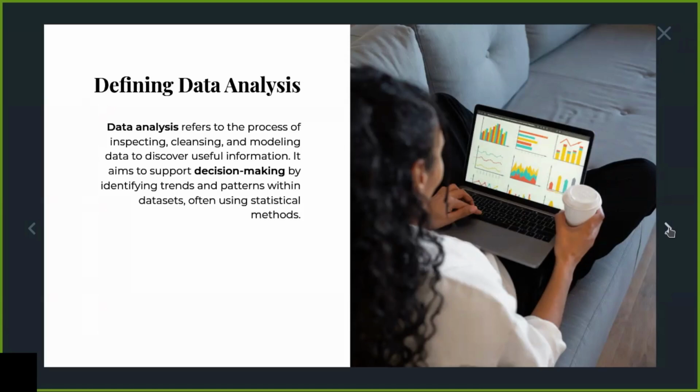Imagine you're a detective, but instead of solving crimes, you are uncovering insights hidden in your data. Let's say you run an online store. You want to understand your customers' buying behavior. So you analyze your sales data to find out the average purchase value, the most popular products, and the time of day when people shop the most. This is classic data analysis.